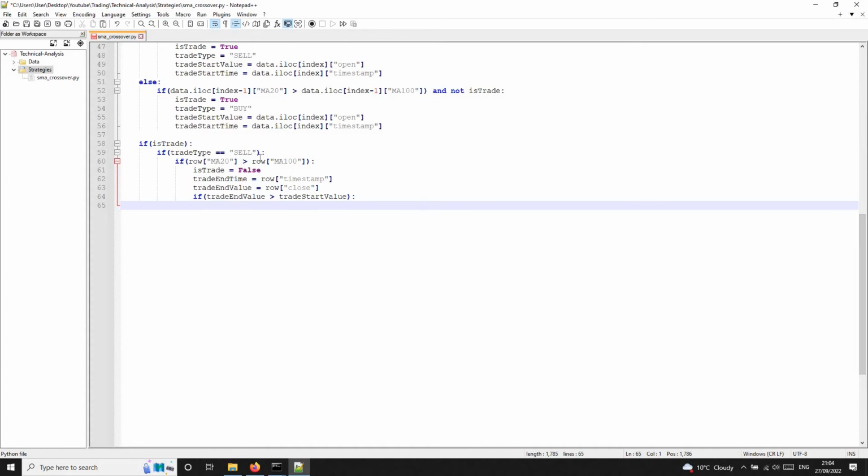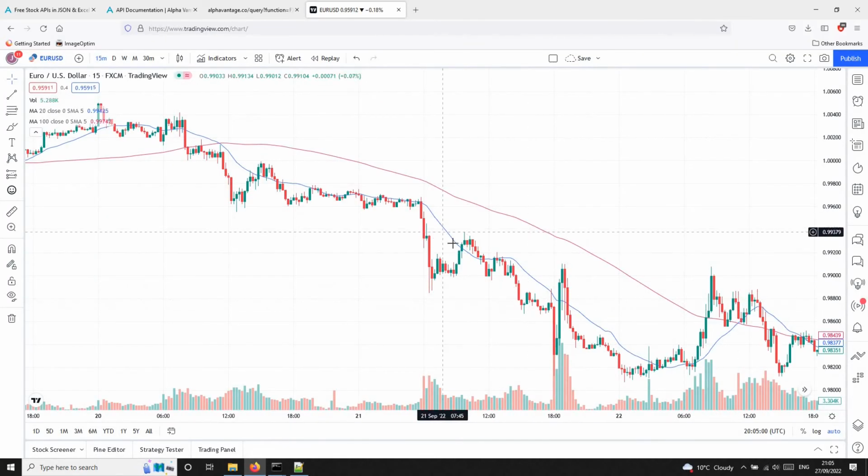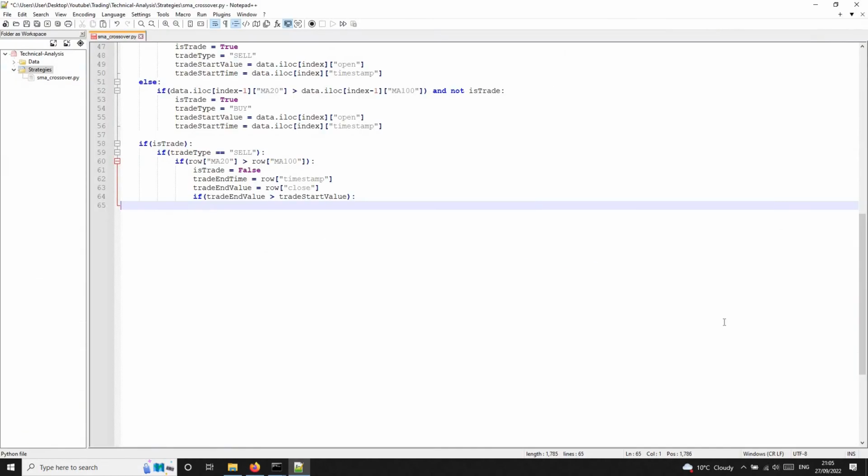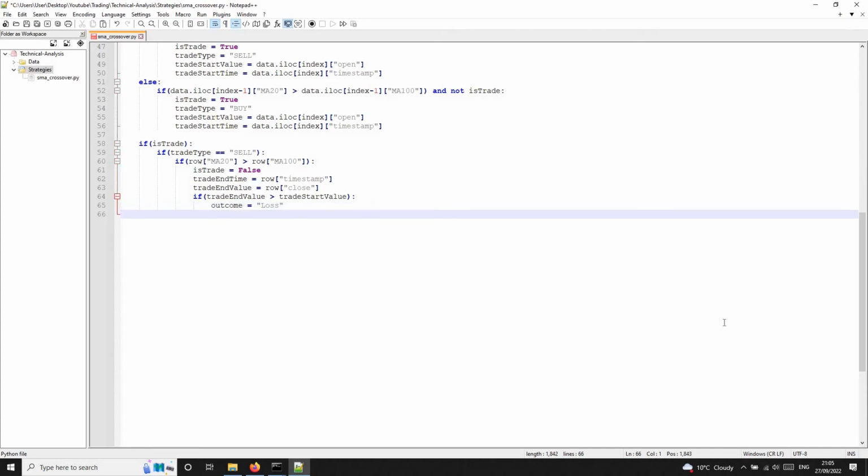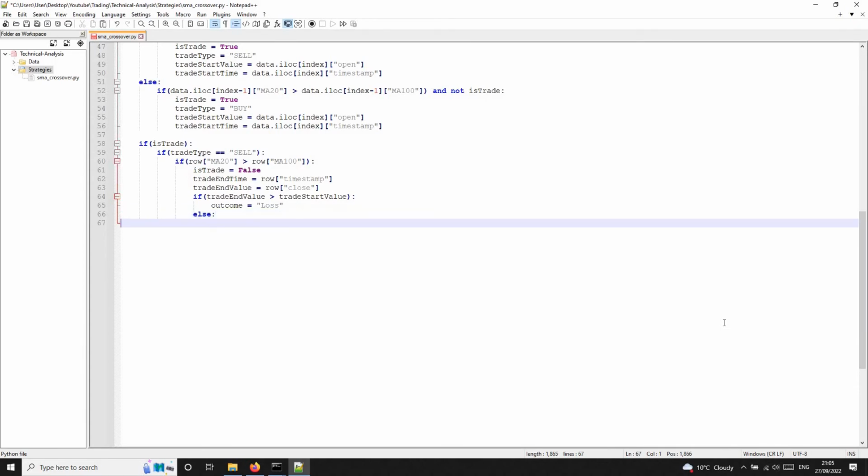So we are checking the trade end value, which is the close. Is it greater than our start value? Basically, because we were in the sell position, we were betting on the price going down, so if it has crossed over, we want to check what the close was when it crossed over, and whether it was greater than our start value. If it is greater, then of course our outcome is loss, because when you're in a short position, you make money when the price goes down, not up. So if it has gone up from our initial trade position, then of course we are in loss. So I'm going to capture that; if it is no, then the outcome would be profit.